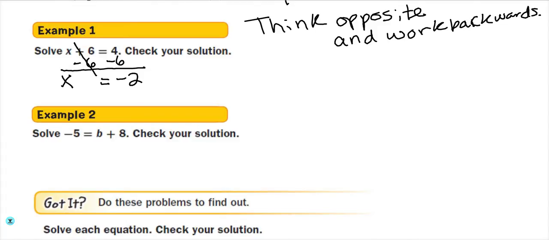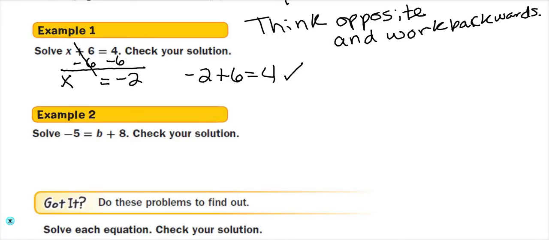All right? Then you're going to check that. So over here to the side, you just plug it back in. So negative 2 plus 6 equals 4. Okay, is that true? Is negative 2 plus 6 equals 4? Well, if I take 6 and I subtract 2 from it, yes, I get 4. All right, so yes, that works.